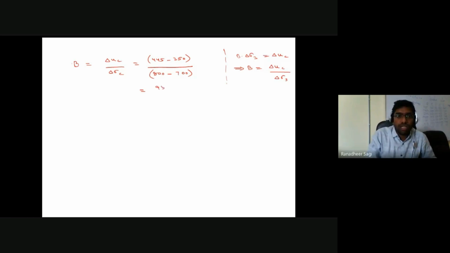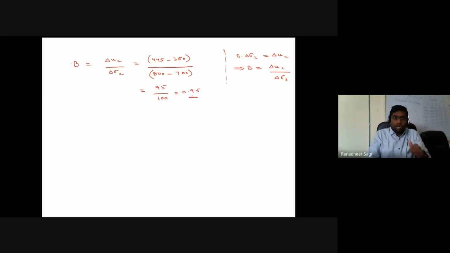What does delta UC mean? It's the increase in pore water pressure. My pore water pressure increased to 445 minus the initial pore water pressure in my soil sample, 350, divided by the confining pressure, which was increased to 800 minus the initial confining pressure of 700. So it is the increment in pore water pressure for the corresponding increment in confining pressure. That's nothing but 95 by 100, which is equal to 0.95.